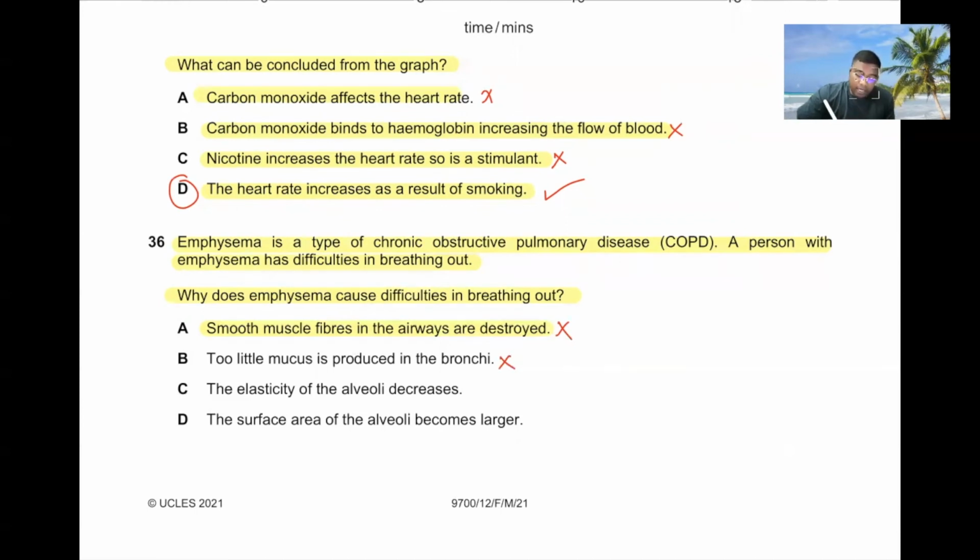The elasticity of the alveoli decreases. Yes, elasticity of the alveoli decreases in emphysema. The surface area of the alveoli becomes larger. No, it actually doesn't become larger, it becomes smaller. So 36, C is the correct answer.